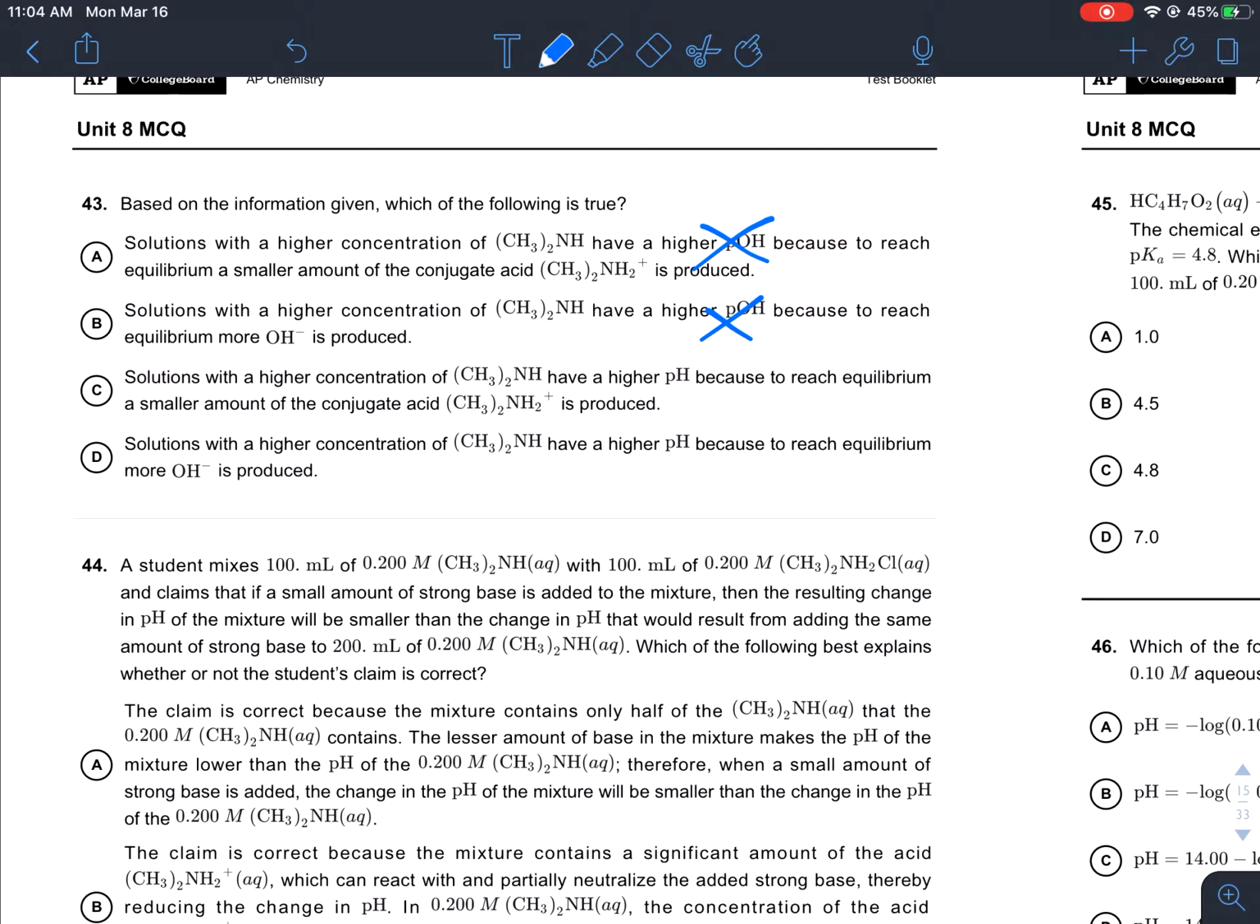Let's read C. Solutions with a higher concentration of that weak base have a higher pH. That's true, because to reach equilibrium, a small amount of the conjugate acid is produced. If we have to produce more conjugate acid, we're not going to have a higher pH. Okay, so that's not true. The answer is D. Solutions with a higher concentration of a weak base have a higher pH because to reach equilibrium, more OH minus is produced. That makes more sense. That's what's making it basic.